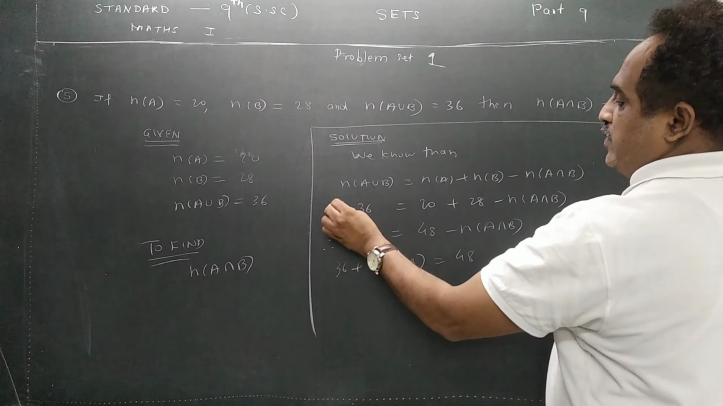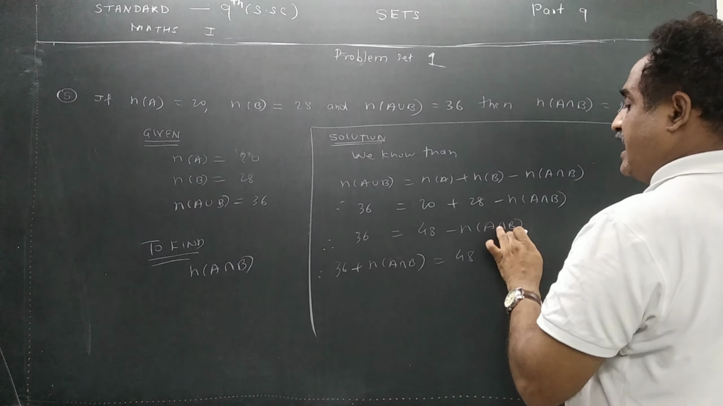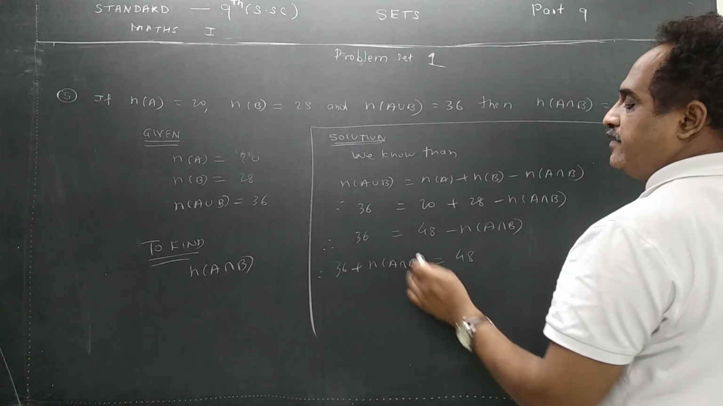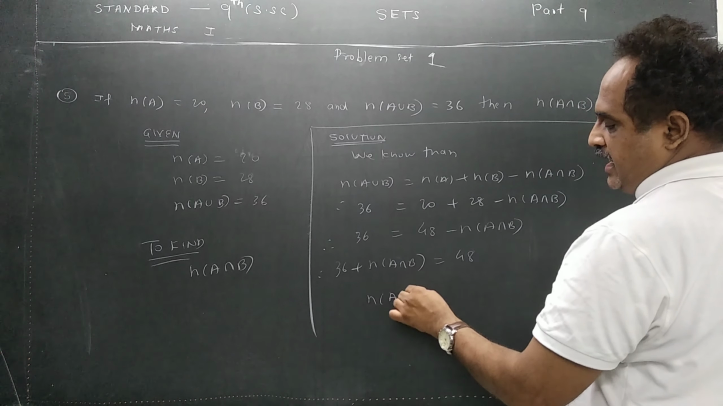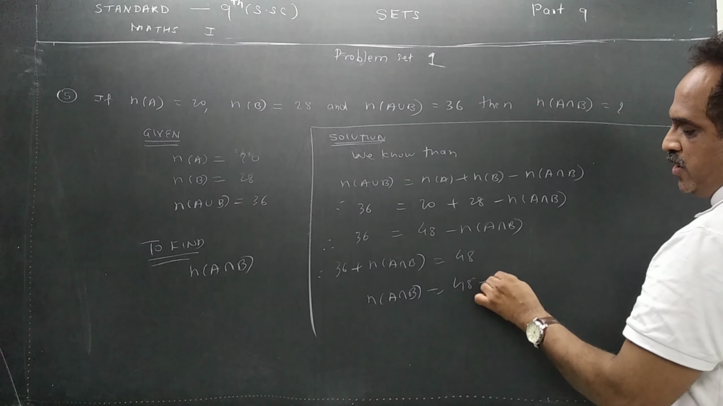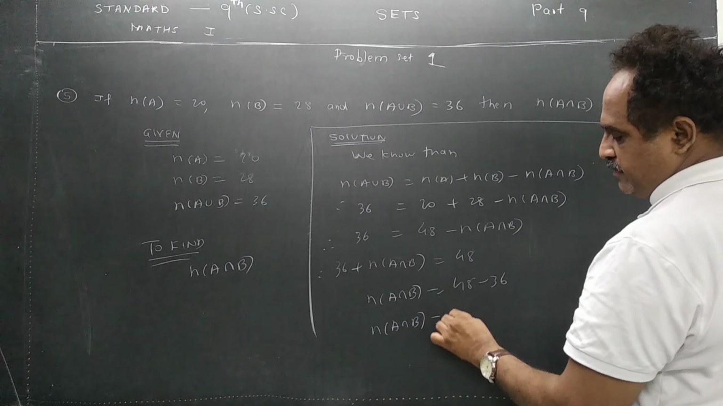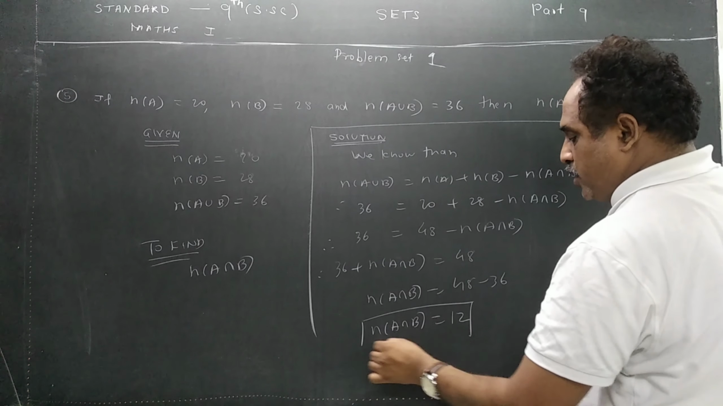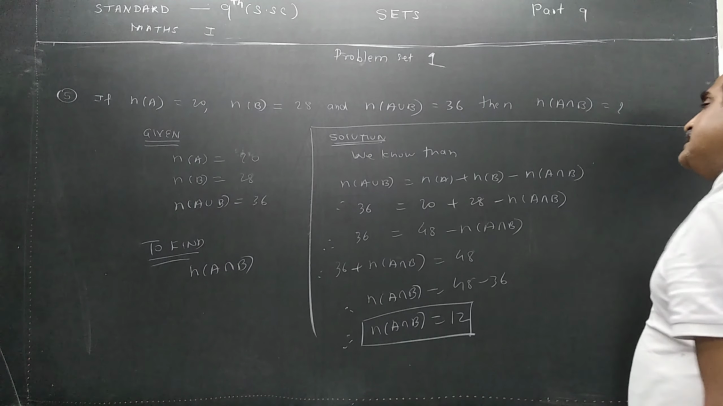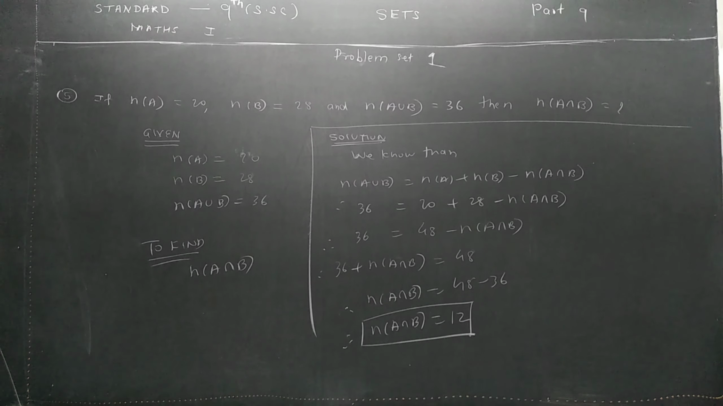Have you understood this now? Because I don't want to find the value of the negative number of elements, I have to find the positive. The number of elements in A intersection B is equal to 48 minus 36, and the number of elements in A intersection B is 12. That you have to put in the box, and this is your answer. Copy it down properly by pausing your video.